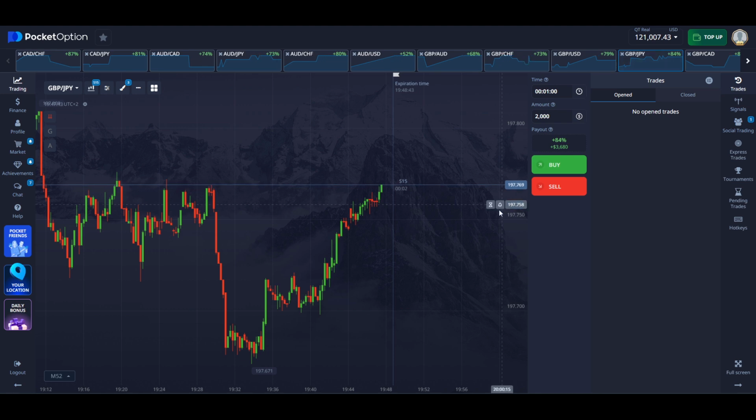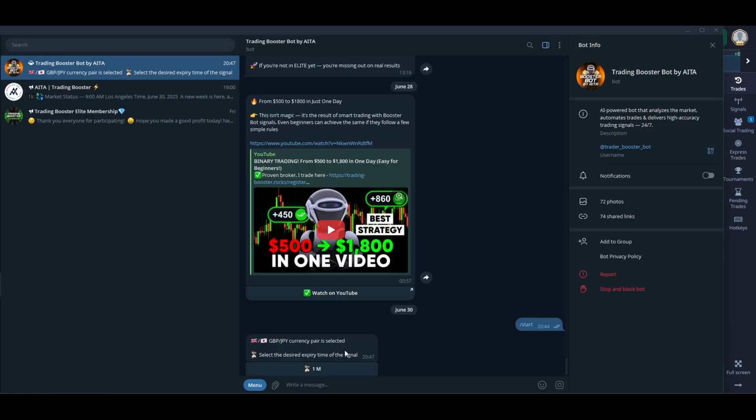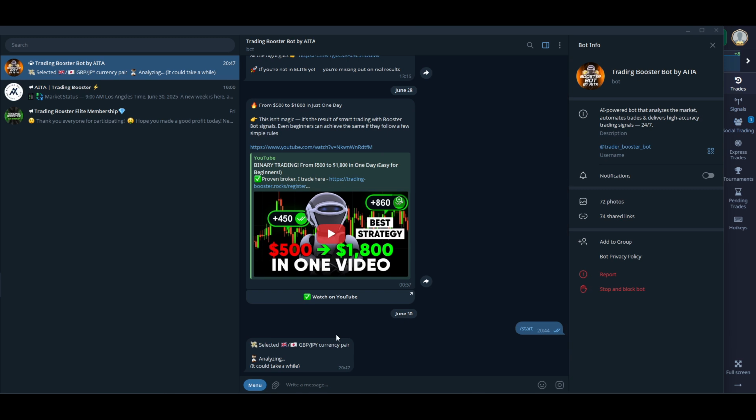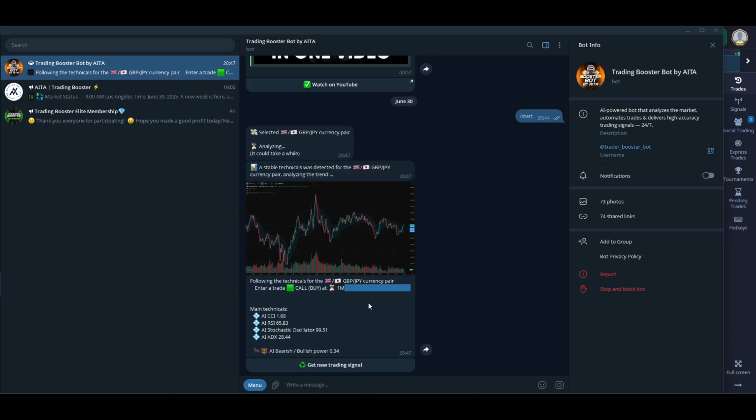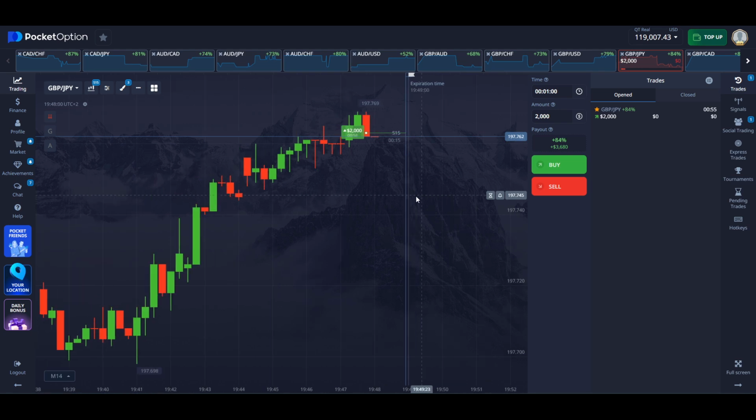But we move on. For example, another currency pair is the British pound, Japanese yen. I go to the booster bot, choose the same currency pair, and the time for the transaction is 1 minute. I get a buy signal. I'll open a buy deal right from here. Now let's just quickly watch this trade.